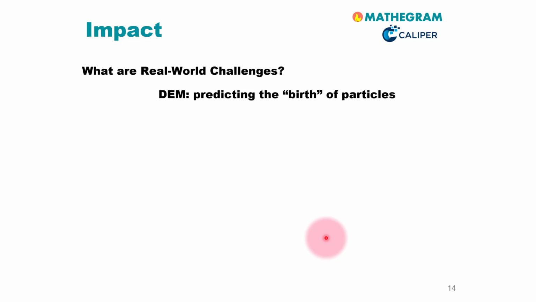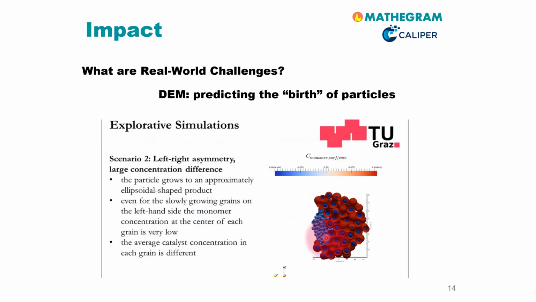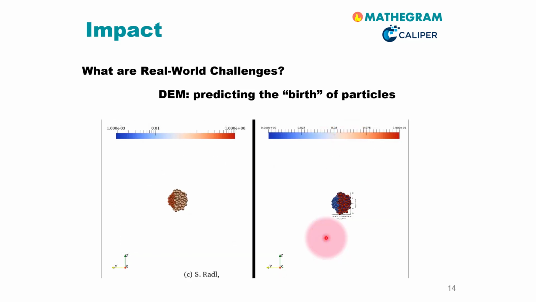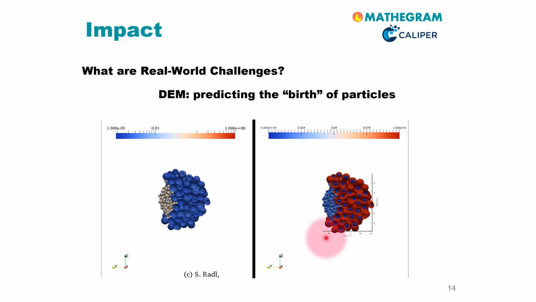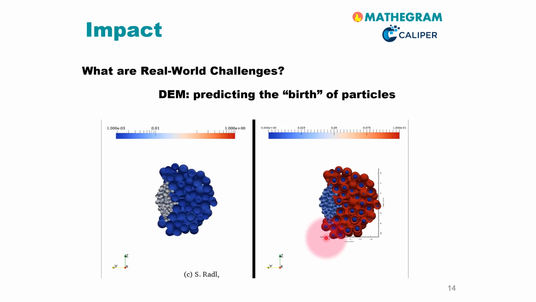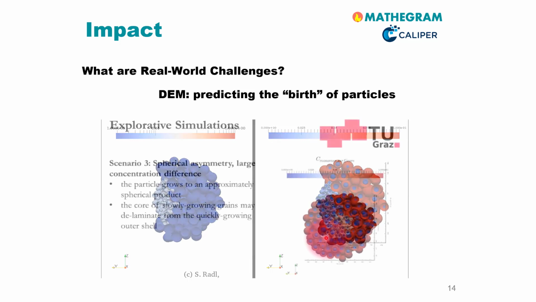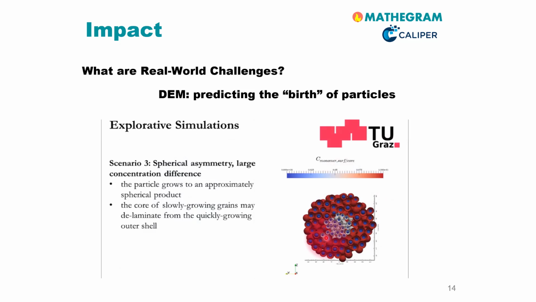Let's now focus on a classical DEM simulation. Here, for example, we have simulated the birth of particles, so how particles are born, for example, when we synthesize them in a reactor. Here we synthesize, for example, a polymer. And here you see how such a polymer grain is growing. These grains are tiny initially, but then they kind of pop like popcorn. Depending on the local availability of a monomer, the structure of the final polymer particle can be different.